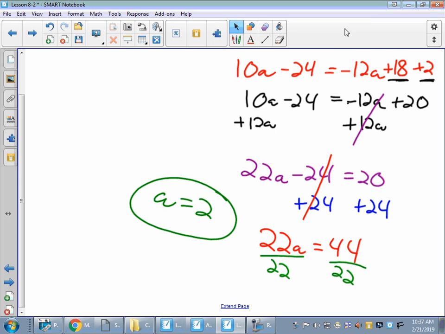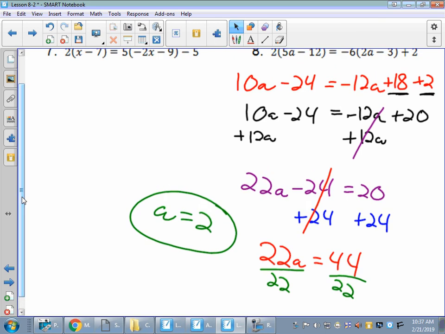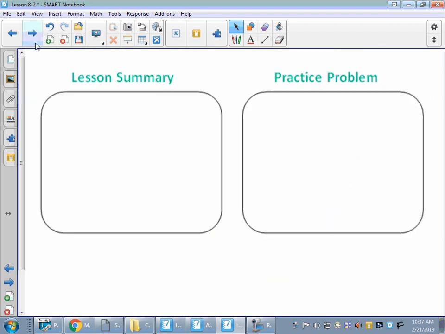Okay? Check my math, but I think I'm right there. Good. So it really comes down to being able to distribute and then combine like terms. If you can do that, then you're in good shape for this section.